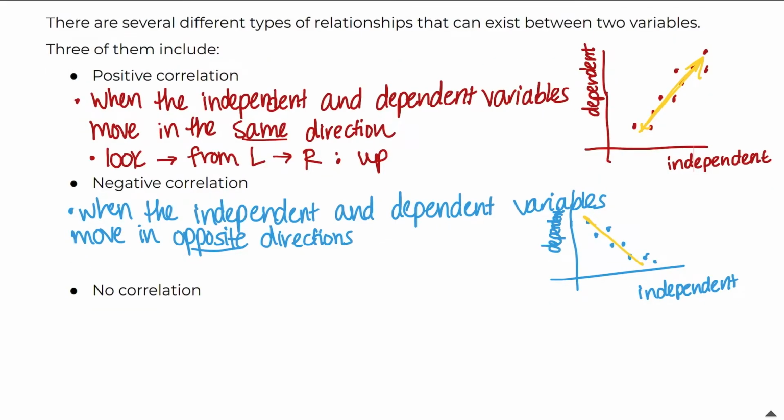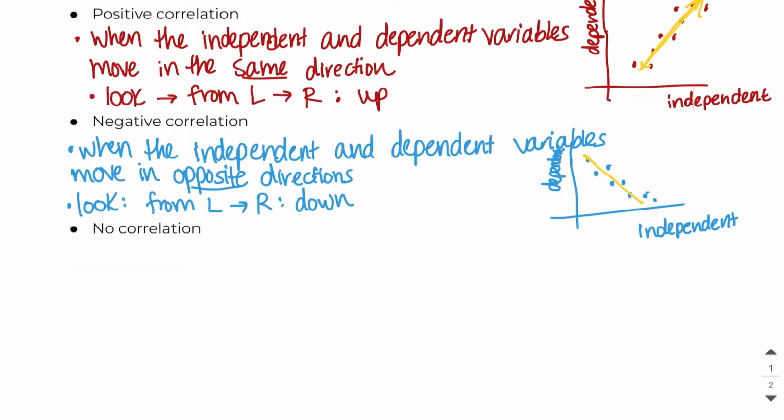Or vice versa, if your independent variable is decreasing, then your dependent variable will increase. So notice here, as our independent variable goes down, our dependent variable goes up. So it still looks exactly the same, okay? Now, how does it look? Same thing, from left to right, instead of going up, it will go down.